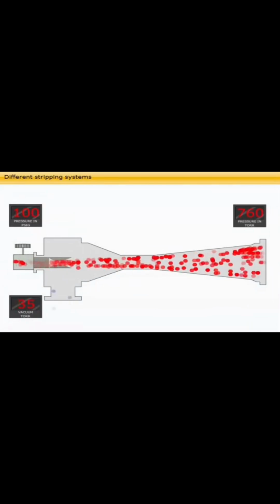The stripping eductor is designed to a capacity 1.25 times higher than the combined throughput of all crude oil washing machines designed to be used simultaneously. That is why it is preferred for stripping during crude oil washing.